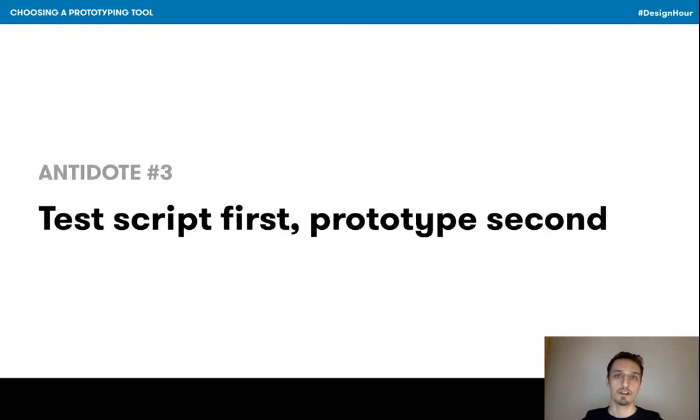Antidote number 3 isn't actually related to tools, but I wanted to mention it because I think it's a really good antidote to the problem of over-prototyping. And it's only relevant when the prototype that you're doing is going to be used for user testing, but still, when I prototype and I know that the prototype is going to be used for user testing, I always make the test script first, and only then do I prototype.